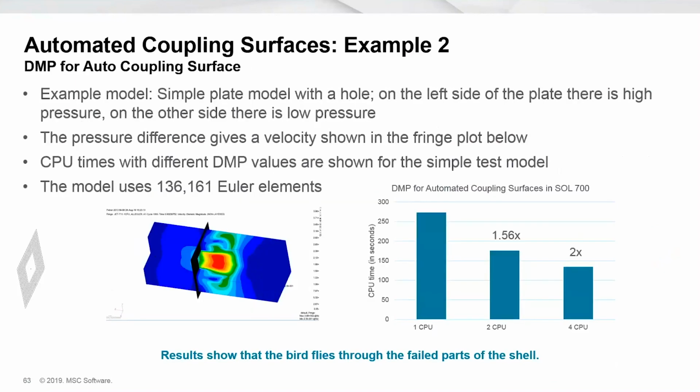In this case, we're showing you some of the performance improvement that we get using DMP for ACS. If we use a DMP of 4 setting, for example, we get up to 2x performance improvement. In this model, we have about 136,000 Eulerian nodes.